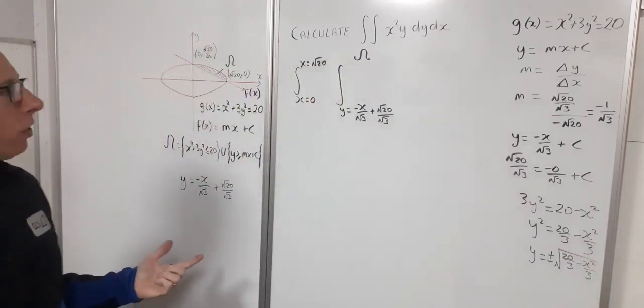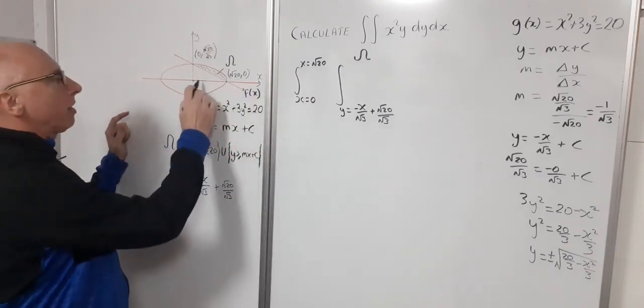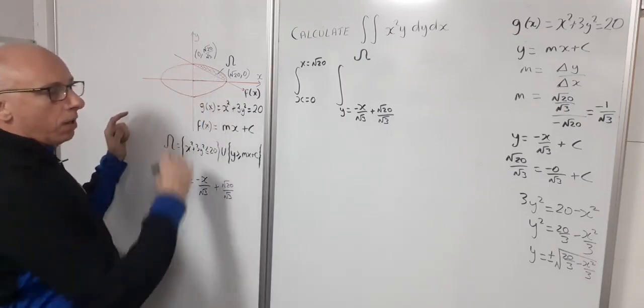That makes it a bit awkward for our integration. But let's have a look at our diagram. We've got x is only ever positive, y is only ever positive.